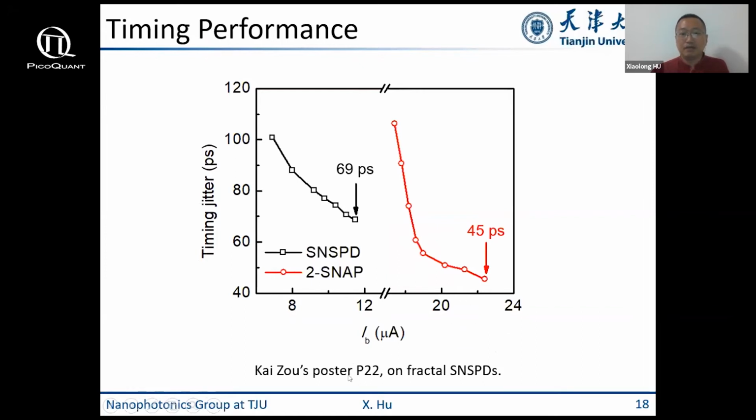We got a 45 picosecond timing jitter for our fractal snap. Kai presented a poster about the fractal SNSPDs yesterday, so you may have already read our work on that and interacted with Kai.